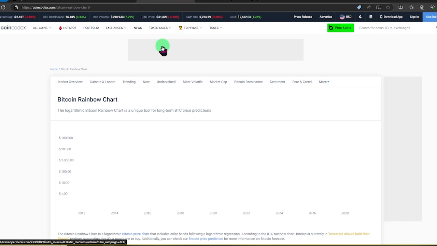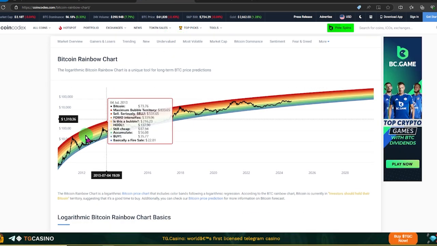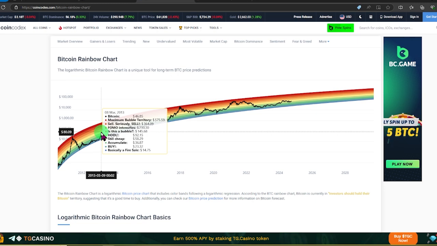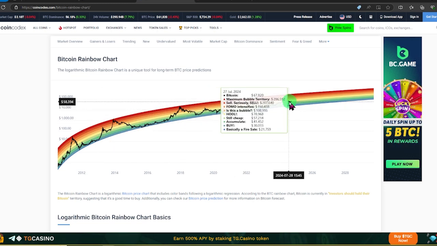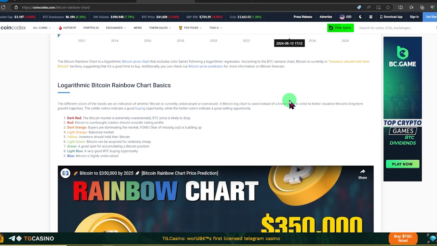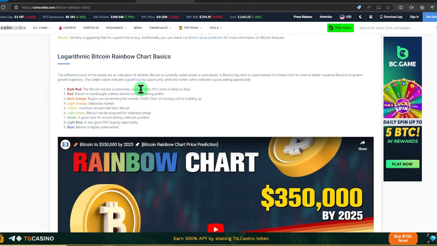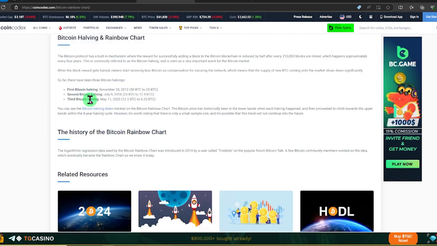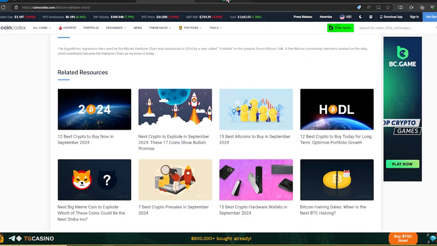The next one is Coin Codex. It's also a rainbow chart, very similar to the first chart. As you can see, it predicts the price of Bitcoin. You have different guidelines to tell you what each thing means, and yeah, right here it will show you what this is, and this is completely for free. They even have news and articles.